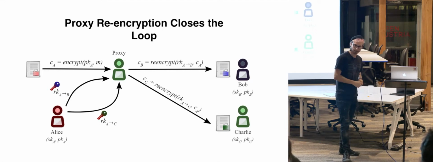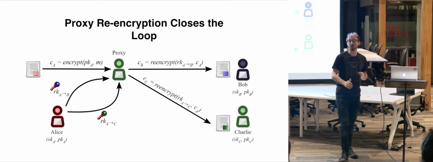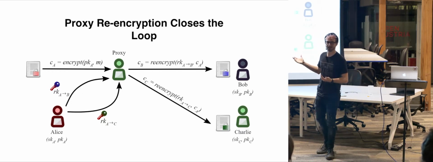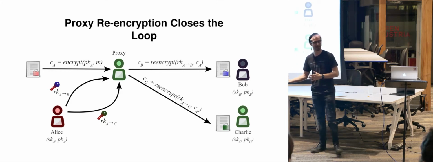Bob, it decrypts it with Alice's key or somehow, and then it re-encrypts with Bob. So it actually never decrypts the data. That's why proxy re-encryption is very interesting. It actually never decrypts the data in that state transition.